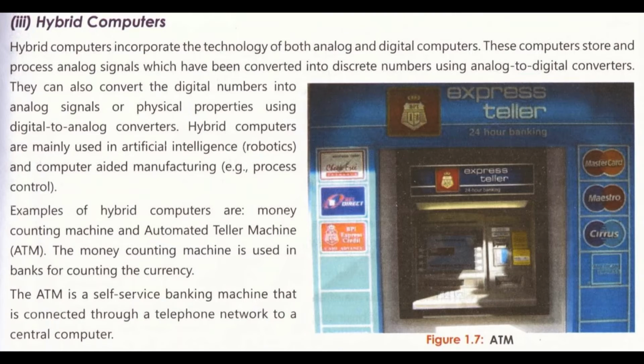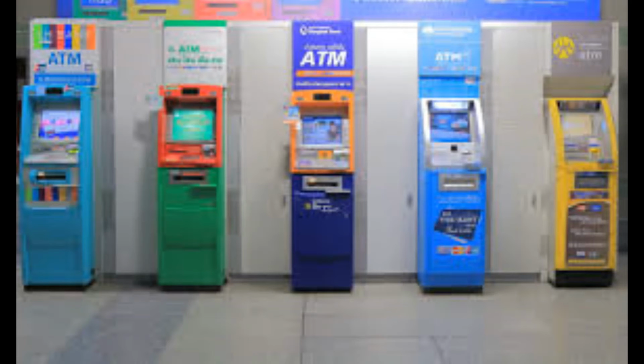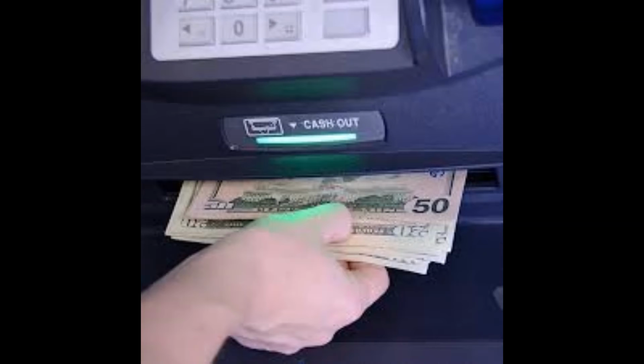These computers are mainly used in artificial intelligence and computer aided manufacturing. ATM, automated teller machine, is an example of hybrid computers. An ATM is a self-service banking machine that is connected through a telephone network to a central computer. ATMs are used to withdraw cash, deposit cash, check balance inquiries, and for many other banking services.